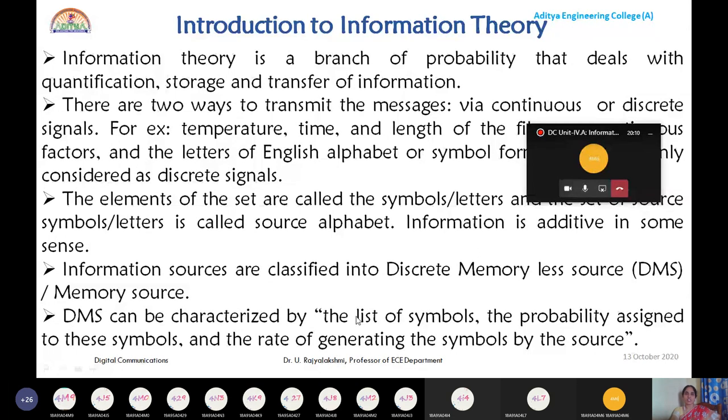So you should know the list of symbols and the probability assigned to these symbols: how many times will symbol S1 repeat, how many times will S2 repeat? Every time we can't expect that S1 will follow S2, S2 will follow S3, followed by S4. So the probability assigned to these symbols should also be a known factor. The third one is the symbol rate: how many symbols are transmitted per second? Say three symbols are transmitted per second, these three are S1, S2, S3, and that is the order you should know. So a discrete memoryless source is generally characterized by these three factors: the list of symbols, the probability assigned to these symbols, and the rate of generating the symbols by the source.